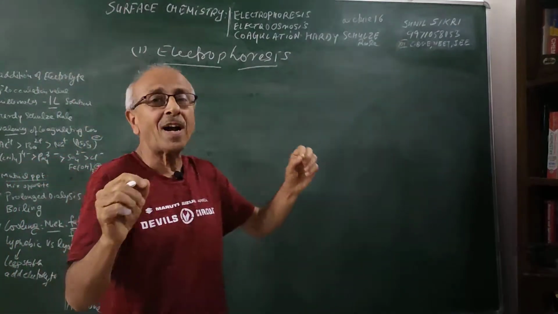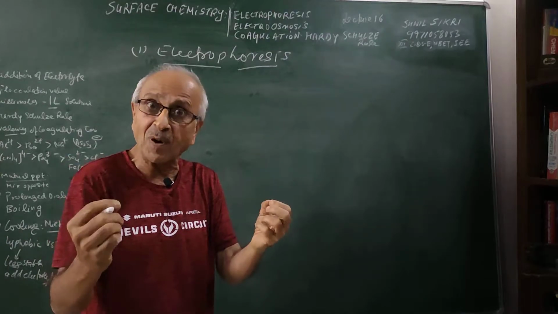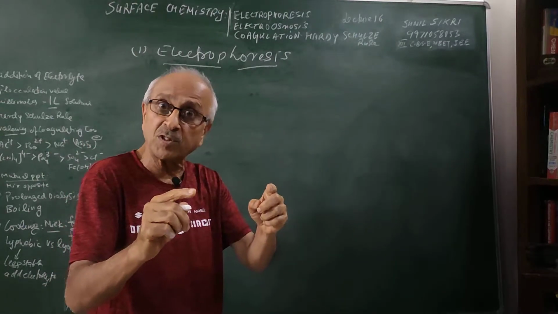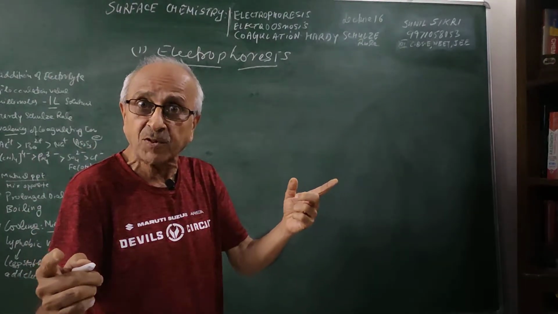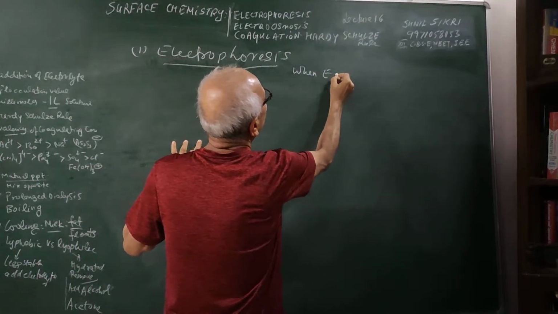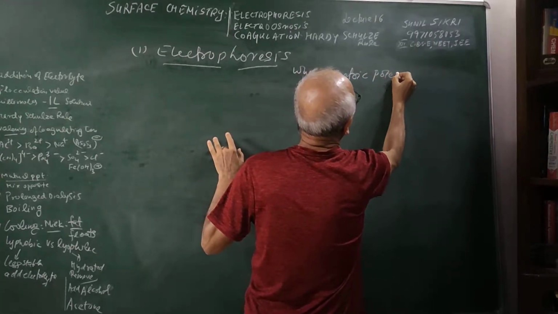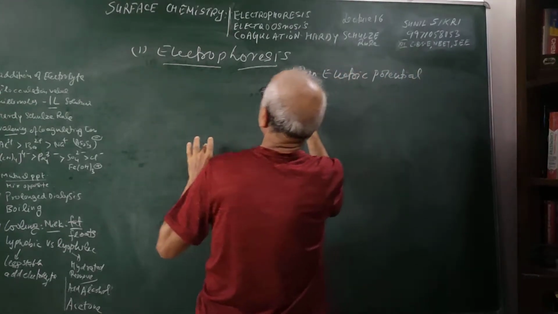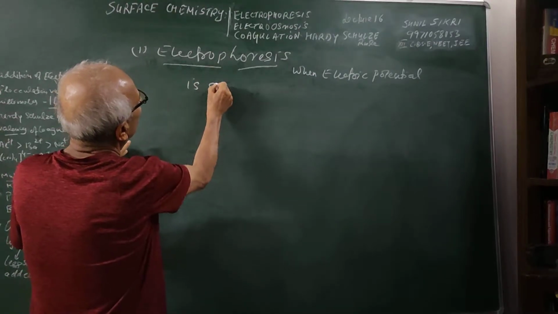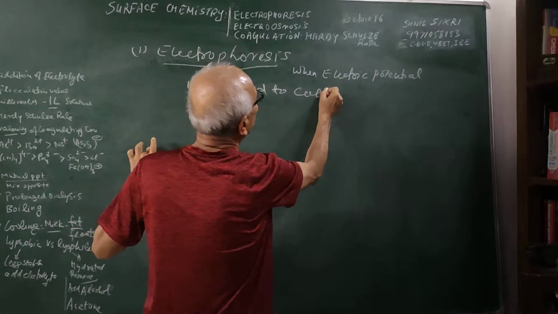I told you that colloidal particles have charge. They are charged particles. Either they carry positive charge or they carry negative charge. So what will happen when an electric potential is applied to a colloidal solution?